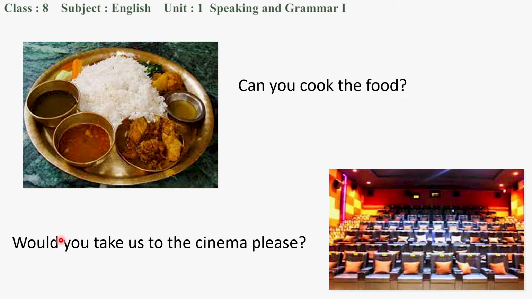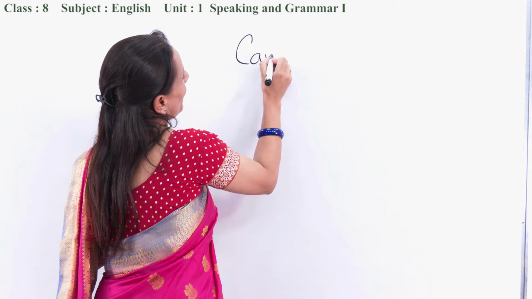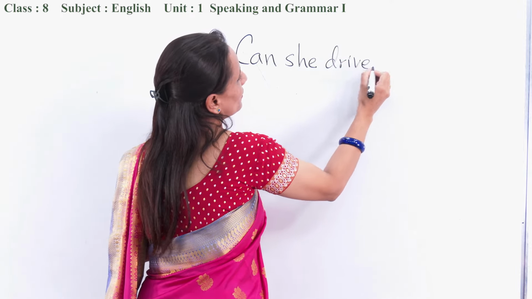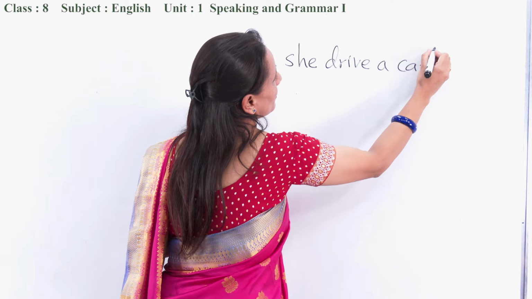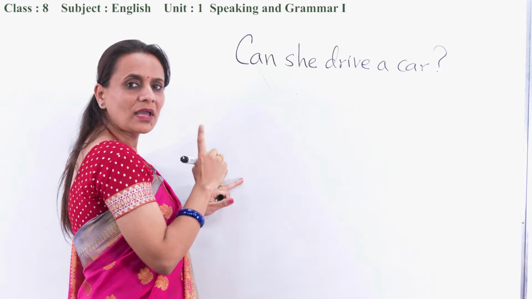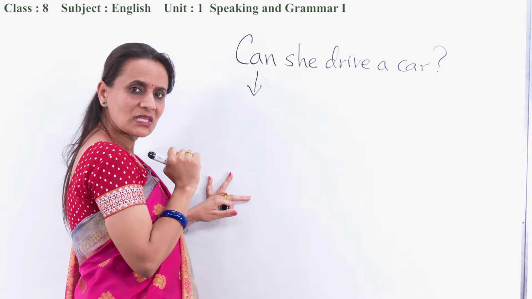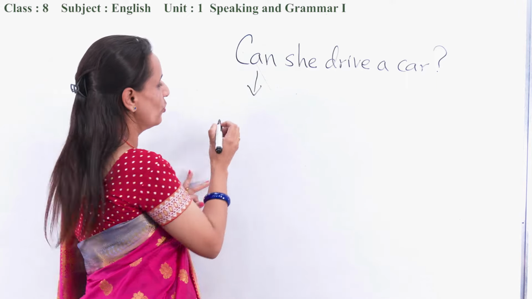Could you take me to the nearest hospital? Yes or no. Can she drive a car? You can see it here. Yes or no. Now see here, I'll show you one thing. Can she drive a car? See here. Can she drive a car? What is this? This is very good. Modal verb.